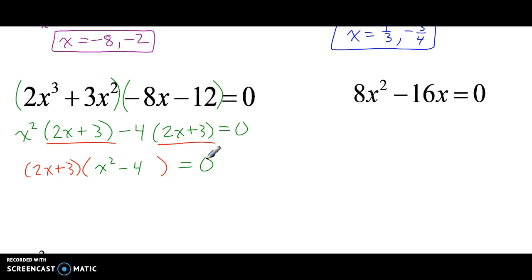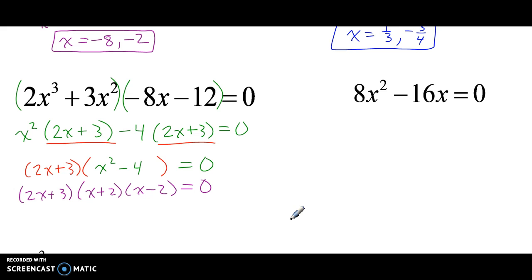That's not all the factoring you can do. You can also factor the x squared minus 4. That's a difference of squares. So when you factor that, you're going to factor into x plus 2 times x minus 2.